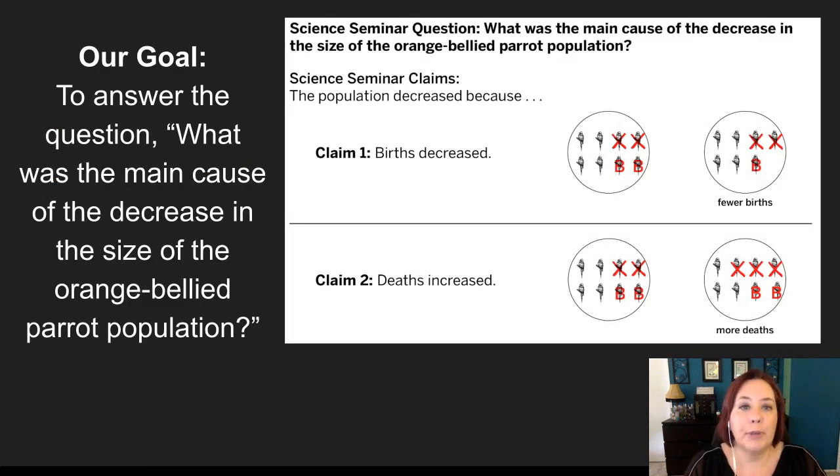Let's take a moment and remember what our goal is. Our goal for this whole chapter is to answer the question, what was the main cause of the decrease in the size of the orange-bellied parrot population? So remember, we're saying that the population decreased because either the births decreased or the deaths increased. And those are the 2 claims that we're going to be looking at.